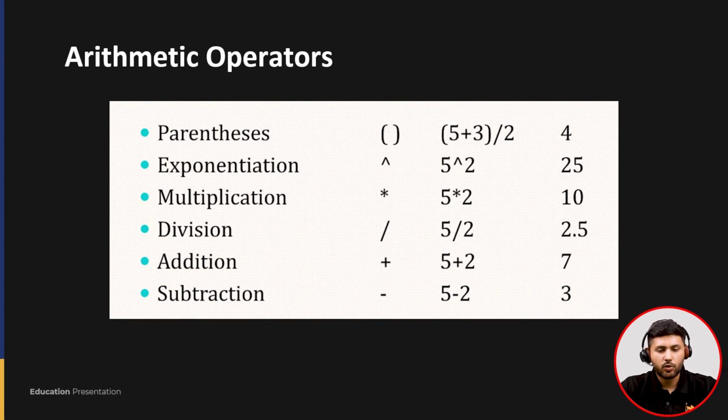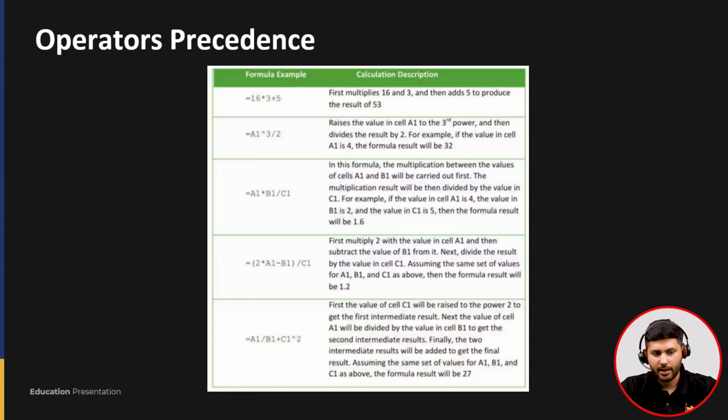5 into 2 will give you 10 over here. 5 divided by 2 will give you 2.5. 5 plus 2 will give you 7, that is the addition operator. Subtraction is 5 minus 2, that is equal to 3. So these are some basic arithmetic operations that we'll be using in the particular functions.